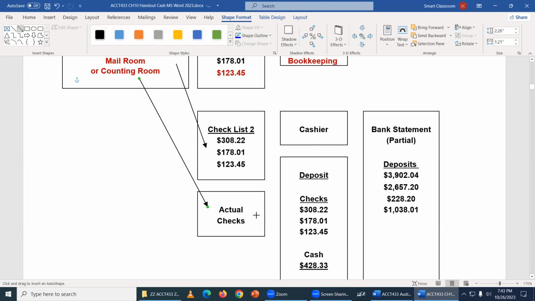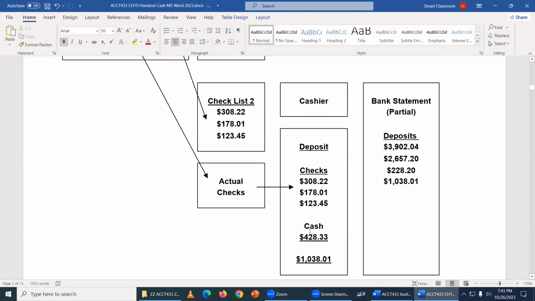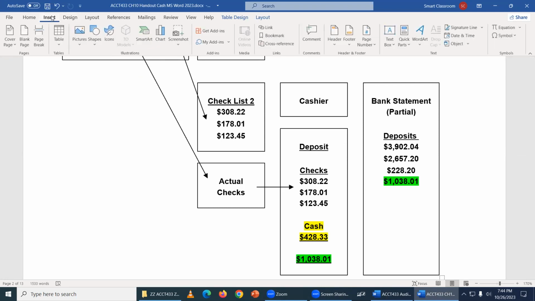And they are going to put those checks on the deposit slip. And this other cash, this is cash they might collect from other places, like the cash registers or something else. And then this is the amount that they're going to put on that deposit. And so when you get the bank statement, it'll show that deposit.